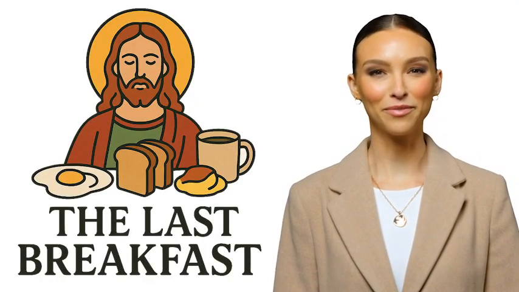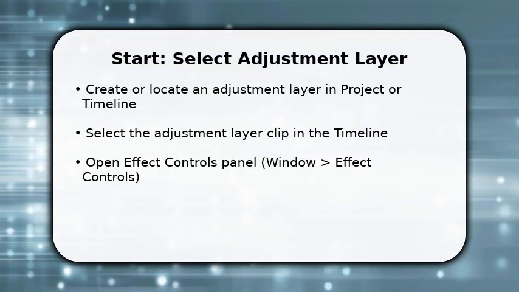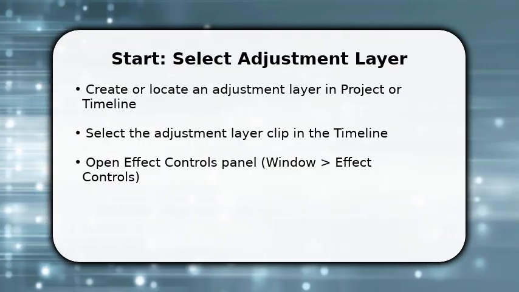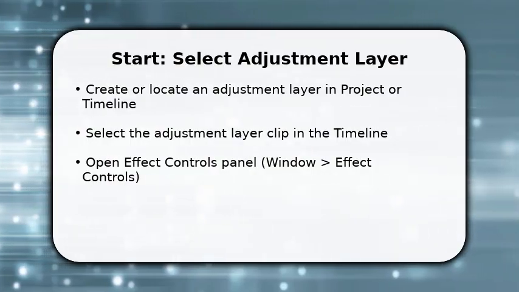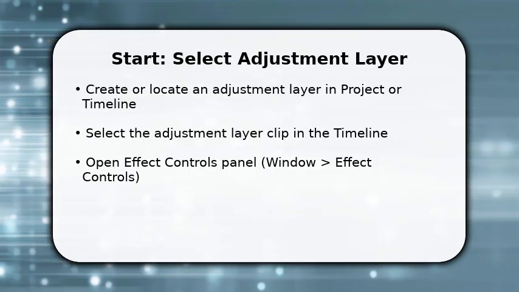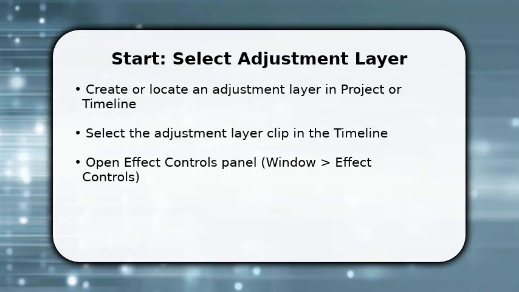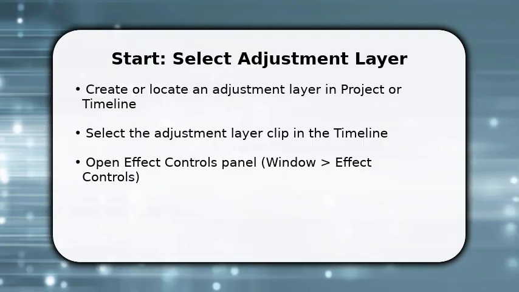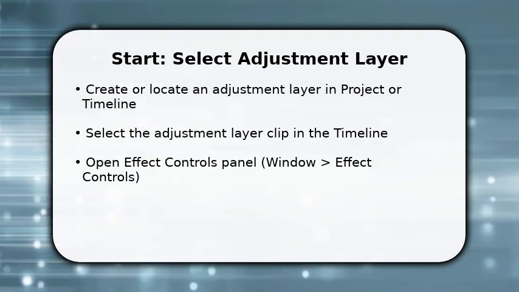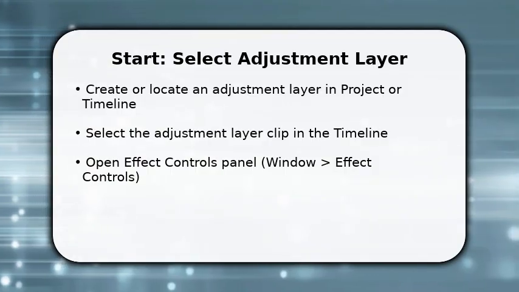Please enjoy the video. You already have your sequence open and an adjustment layer placed. Start by selecting that adjustment layer clip in the timeline so Premiere knows which layer you'll affect. Once selected, open the Effect Controls panel if it isn't visible. This panel shows the layer settings and any applied effects.